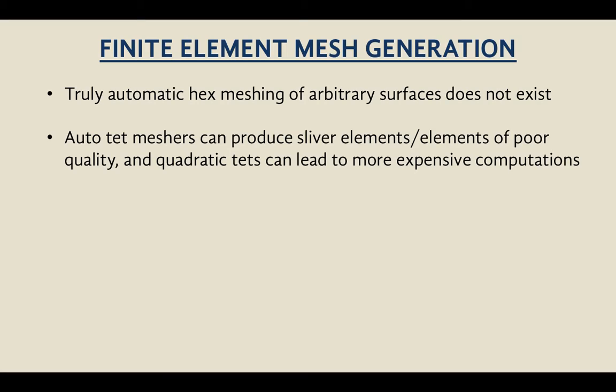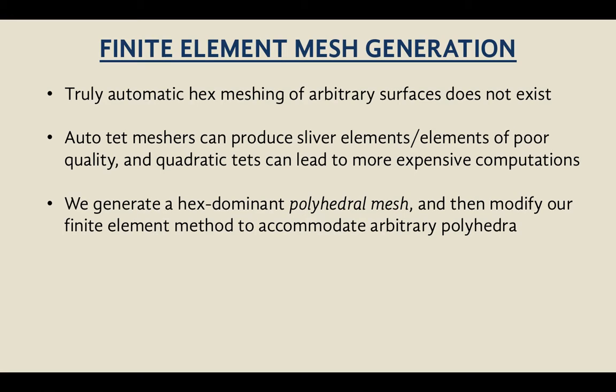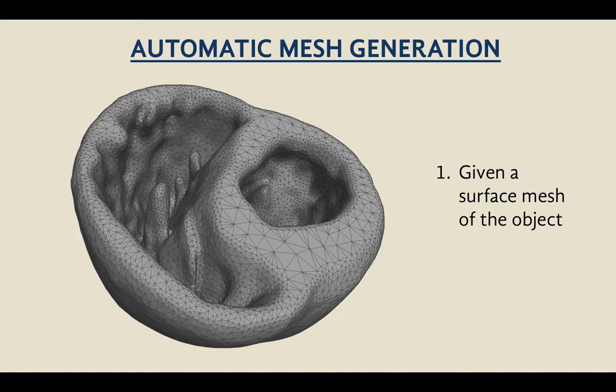And automatic tet meshers have their own issues with production of sliver elements or elements of poor quality. Not to mention quadratic tetrahedra can lead to more expensive computations. So we move towards generation of a hex-dominant polyhedral mesh, and then we will modify our finite element approach so that we can accommodate more general geometries, or more general elements, I should say.